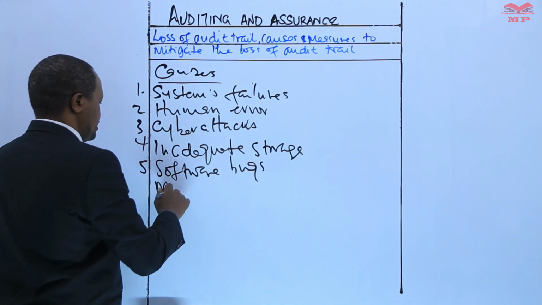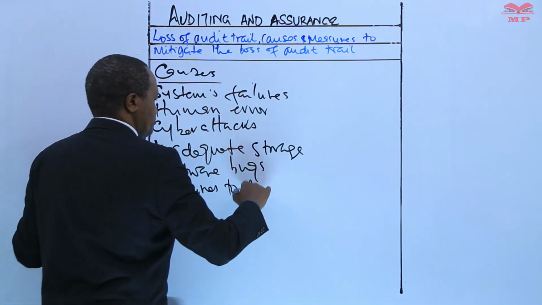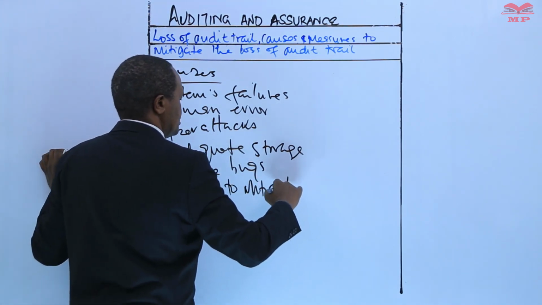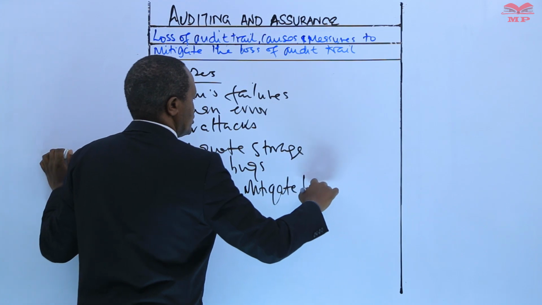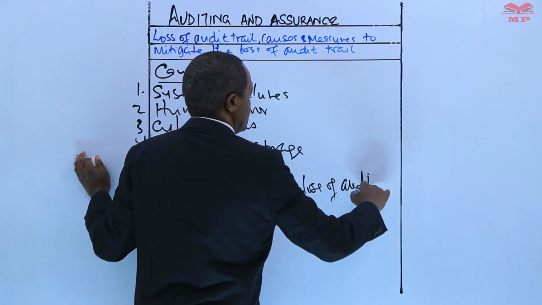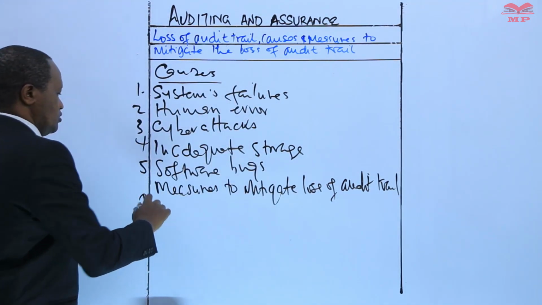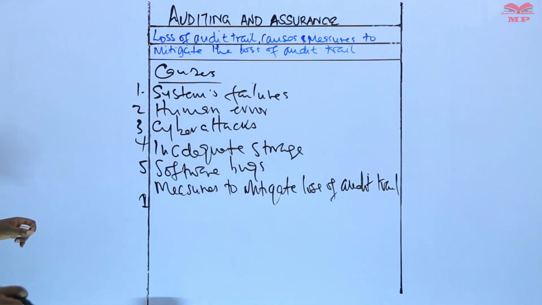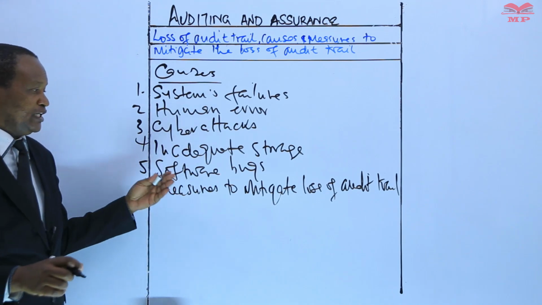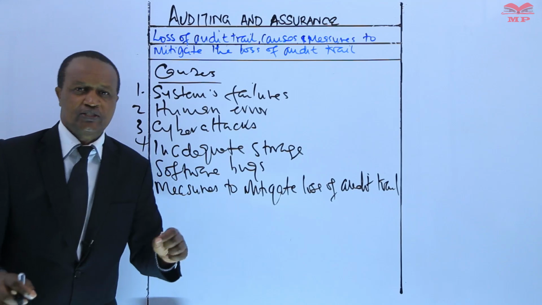Measures to mitigate loss of audit trail. What measures can be instituted within an organization in order to minimize or to reduce or to mitigate the loss of audit trails? That's the question.